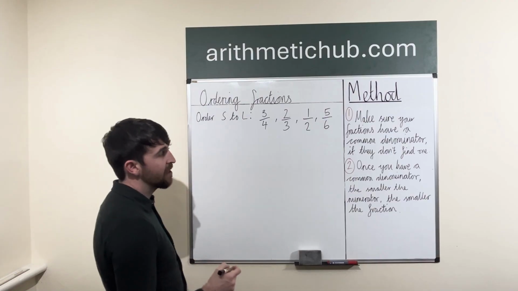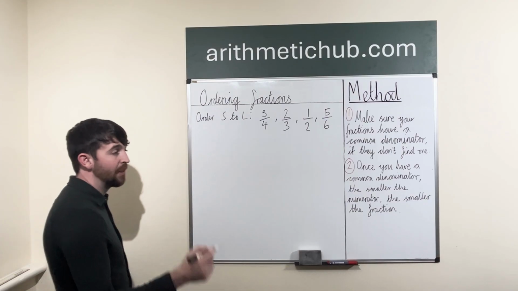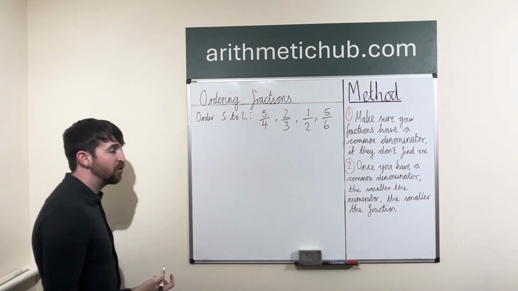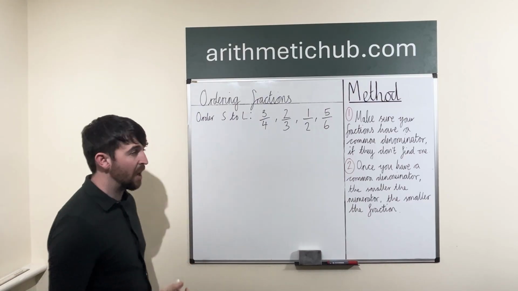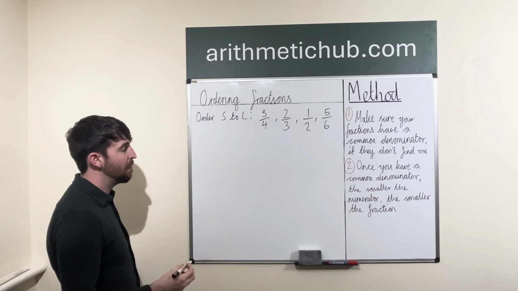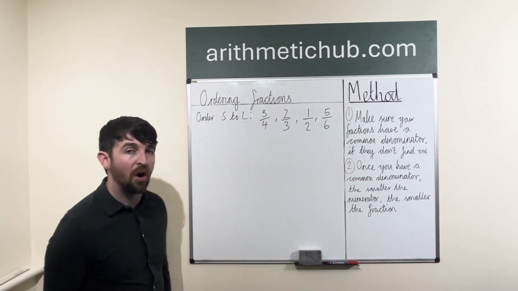So it says, first things first, make sure your fractions have a common denominator. If they don't, find one. And then once you have a common denominator, the smaller the numerator, the smaller the fraction. So we can see these don't. So we're going to have to start off by finding a common denominator. Now, one way we can do this is we can multiply them all together. That's not an efficient method.